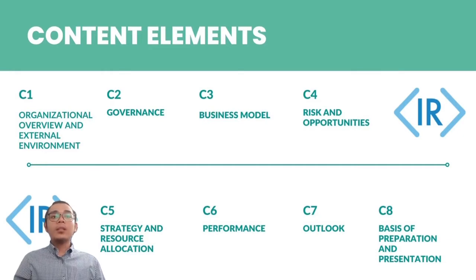We have 8 content elements. First, organizational overview and external environment. Second, governance. Third, business model. Next, risks and opportunities. Next, strategy and resource allocation. Next, performance. Next, outlook. And lastly, basis of preparation and presentation.